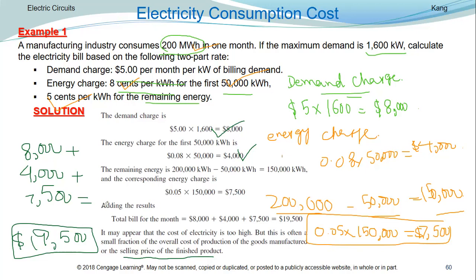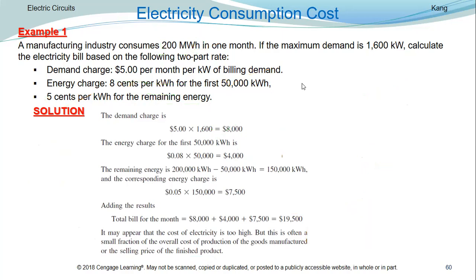First is the demand charge. Just give me 1 minute. Okay, so it will be demand charge, energy charge, and the remaining energy, which will be equal to 0.05 dollars per kilowatt hour.